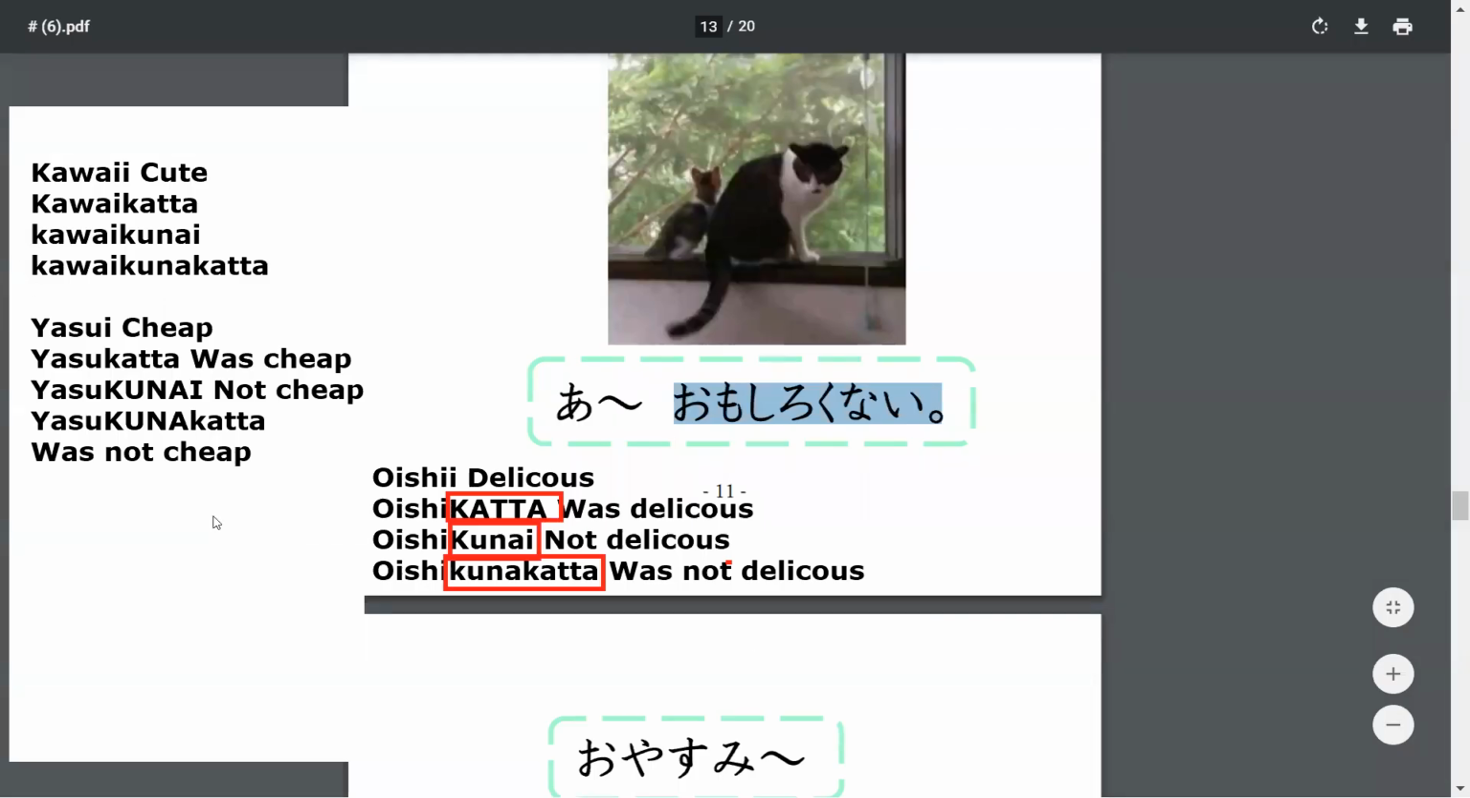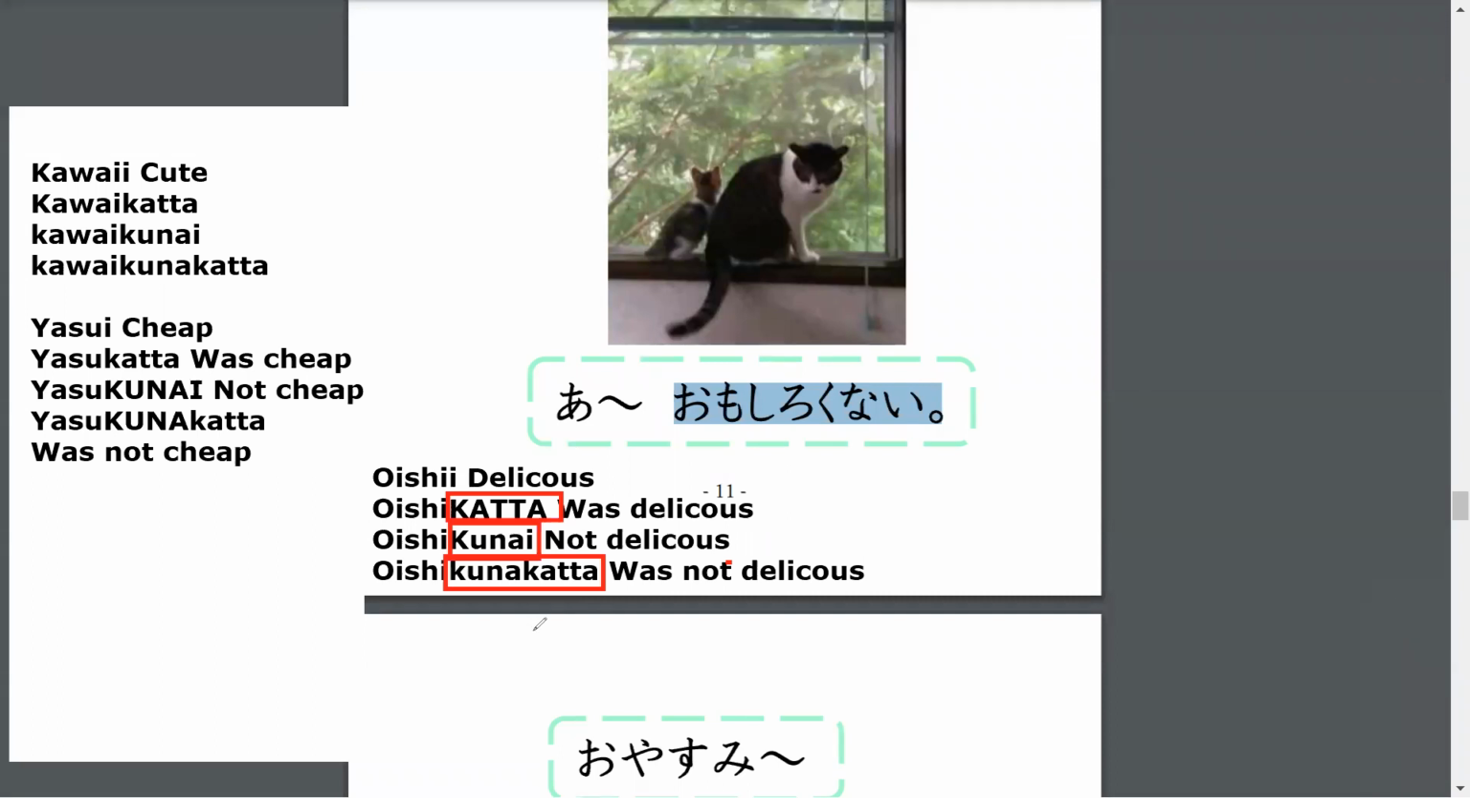So like here, remember for kawaii we're saying cute, okay? But if we want was cute, it will change the form. So it will become kawaii katta, okay? So we don't drop the whole i. The one i will still remain. Kawaiikatta. Then for negation, we have kawaiikunai, not cute. But if you want to say was not cute, okay? Kawaiikunakatta.